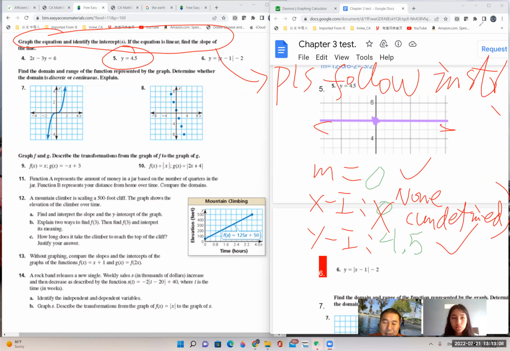Okay, anyway, take this lesson. Could you screenshot it? Okay. Okay.